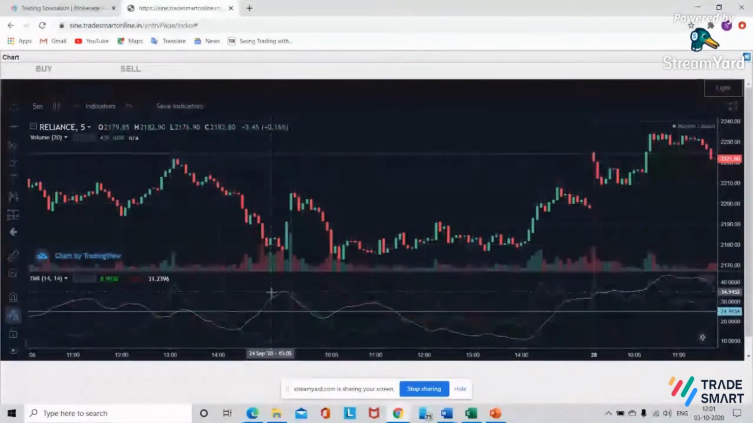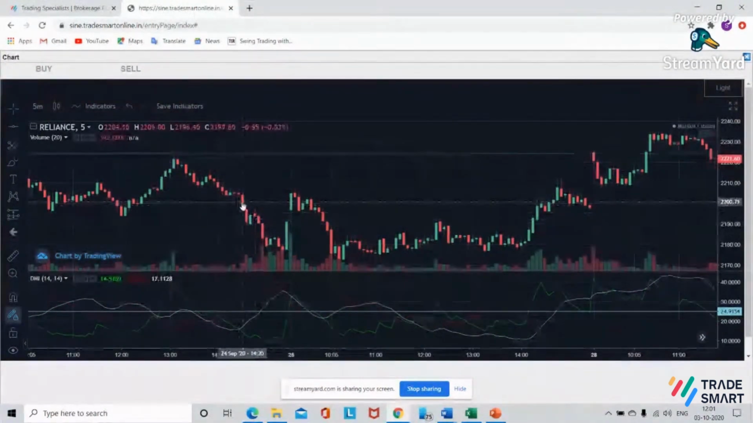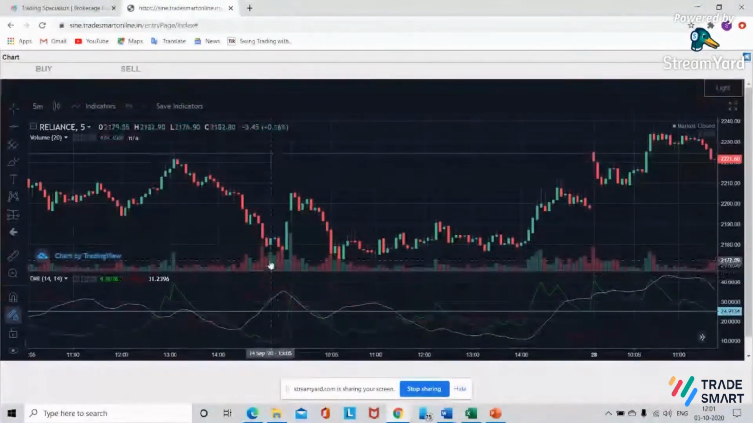So this way you can easily take an intraday profit of 10 to 12 rupees in a stock like Reliance. It just shows you a double confirmation with your price action study and your candlestick analysis, and you can take a trade accordingly in your strategy.